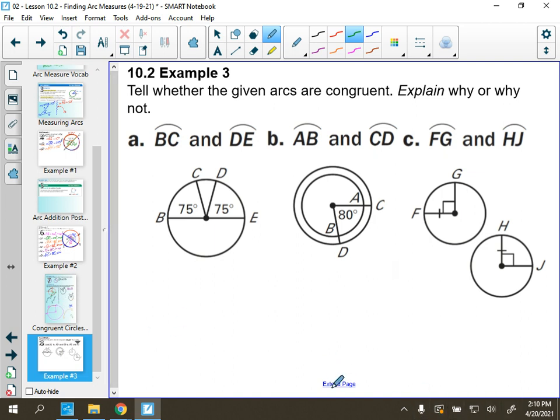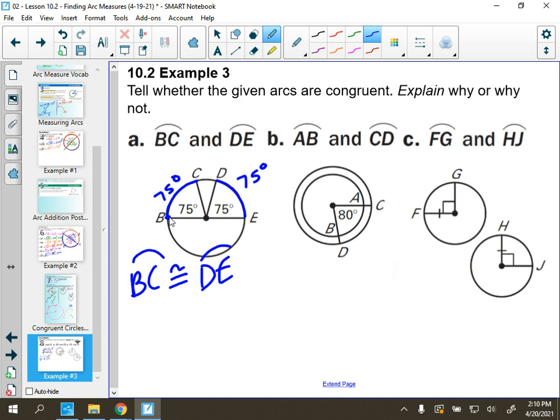Okay. All right. So we're talking about, for part A here, arc BC, which is right here, that has a measure of 75 degrees, and arc DE, which is right here. Oh, hey, look at that. Also 75 degrees. So same measure, absolutely. And they're on the same circle. So yes, absolutely. Let's say it. Arc BC is congruent to arc DE. So we can say it just like that, yes, they are congruent.